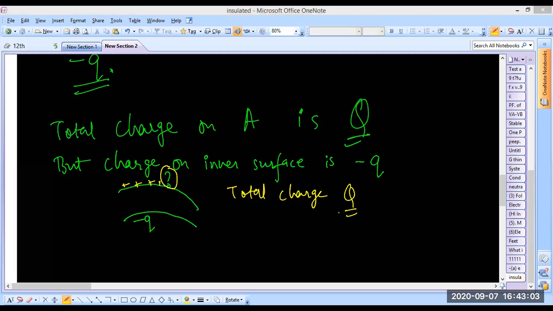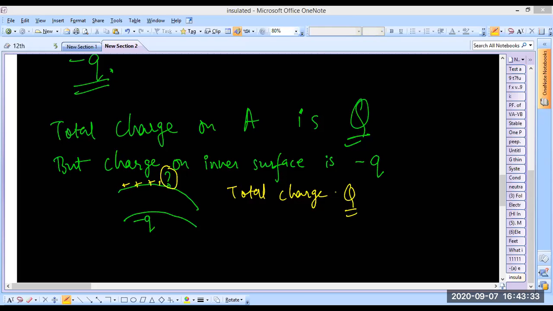Rutva, that charge was induced. Because we put that small q inside, it attracted the electrons, and electrons settled on the inner surface. I hope it's clear. Yes, Shivangi, in short, you can say charge minus q is induced. Correct. Well done, people. Some of you have given the right answer.